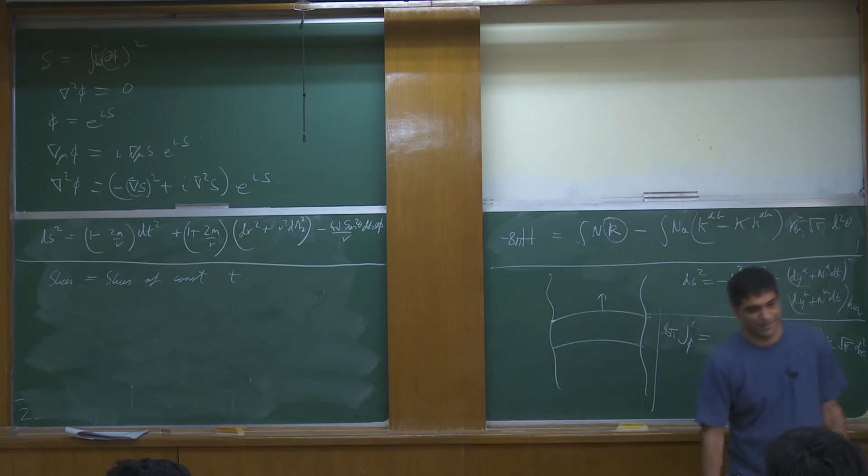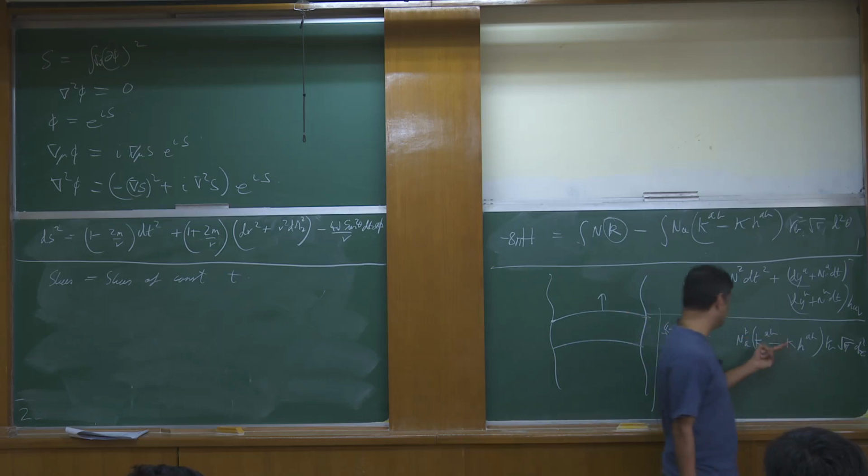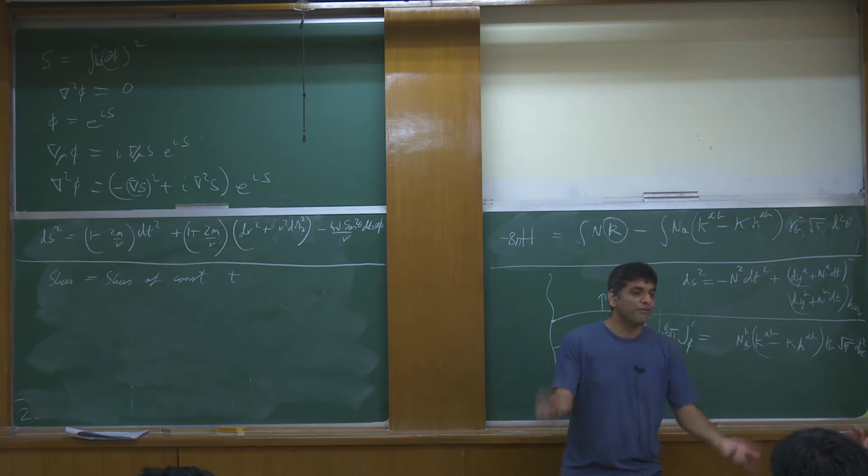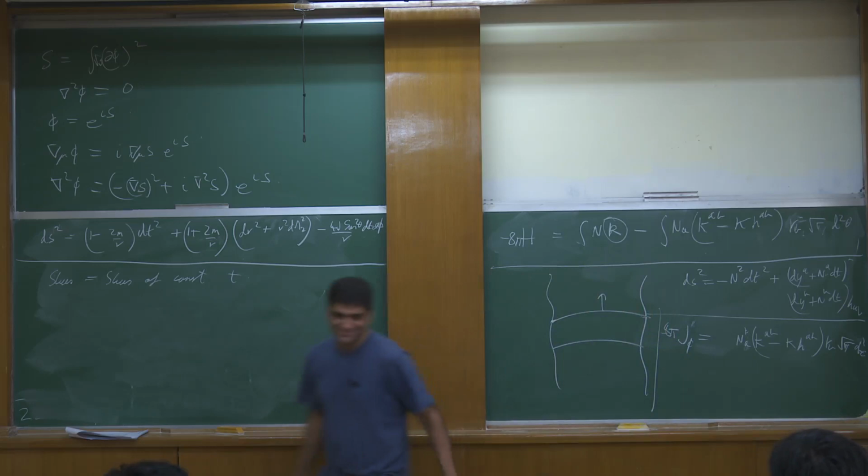Because if you evaluate this formula on flat space, you'll get... No, we're evaluating in arbitrary space time. But the counter term subtraction was to get rid of the divergent contribution, which was non-zero even in flat space. I see. So this term is zero in flat space, and therefore there's no need for a counter term.